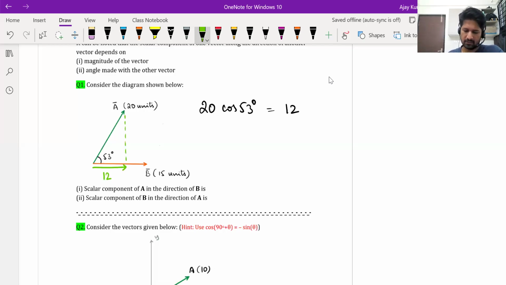Next, second part of the question, scalar component of B in the direction of A, 15 cos 53. 9. 15 times 3 by 5 becomes 9 units. So what you found out is this length. Right.